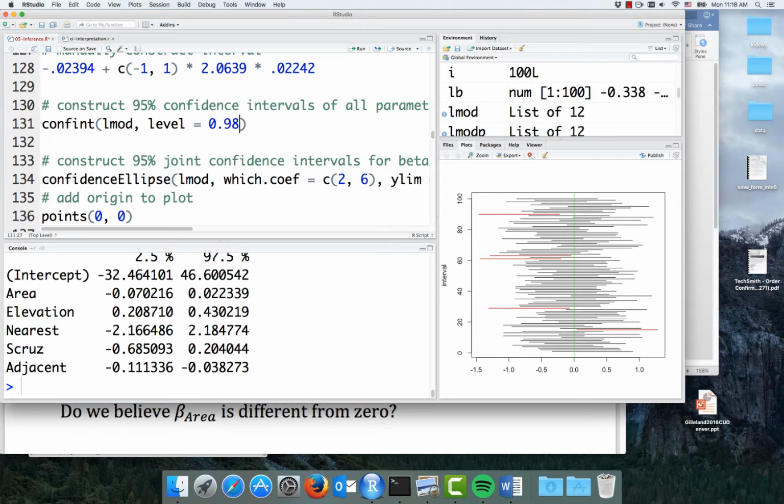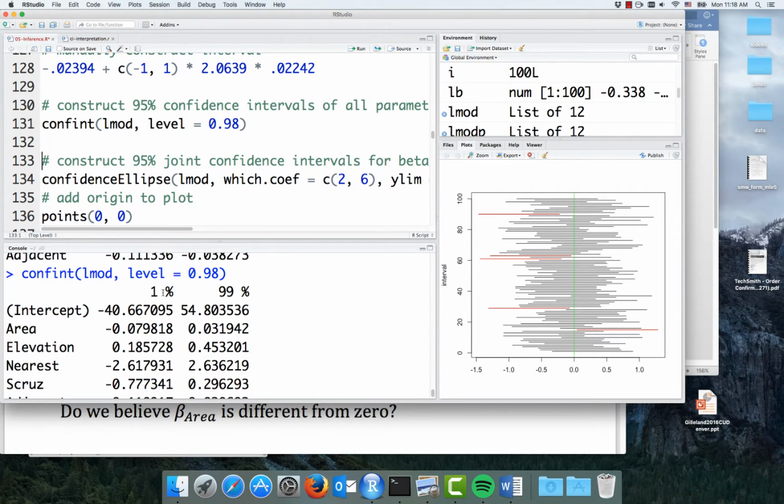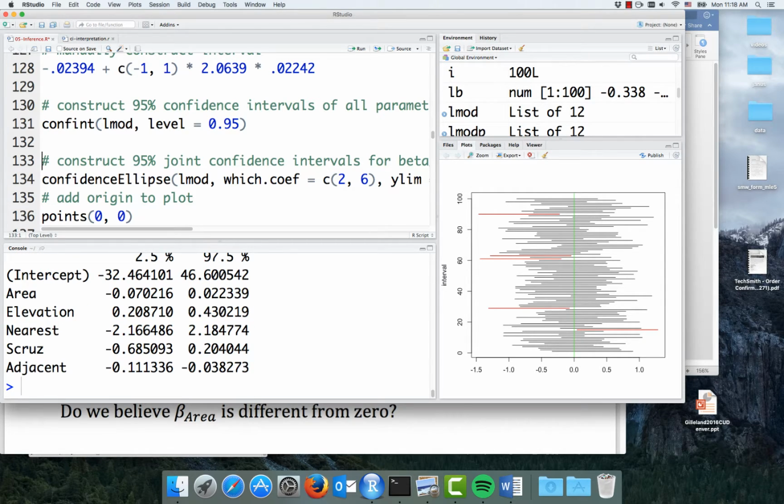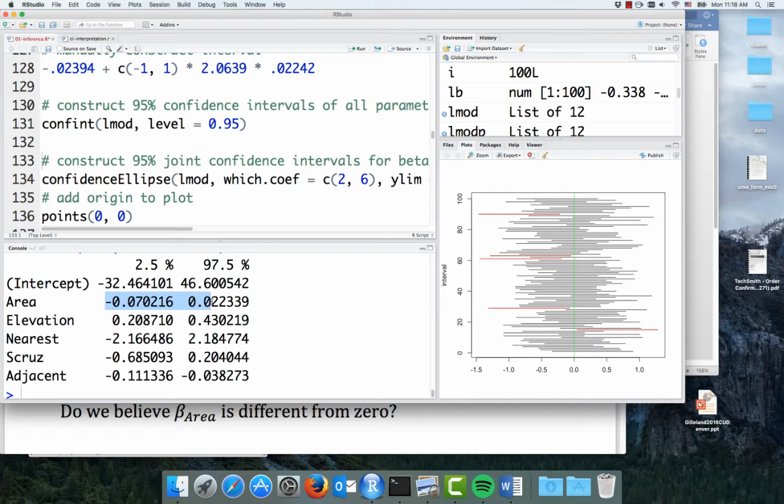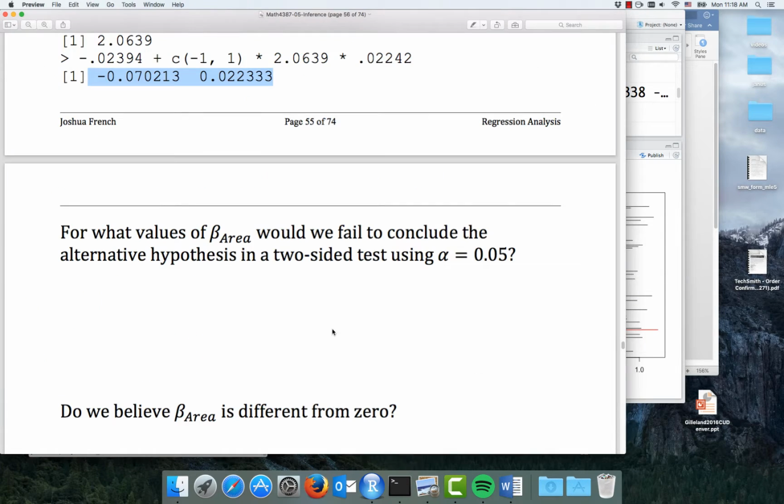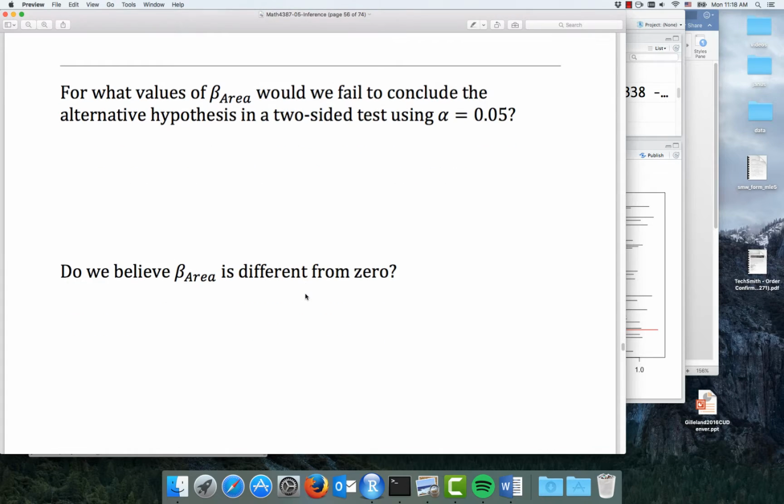So we could change it to 0.98, for example. You can see these numbers change right here accordingly, but we'll just stick with the default of 0.95. So we'd have our same interval for the area coefficient, negative 0.07 up to 0.02. So let's answer some questions related to this information.